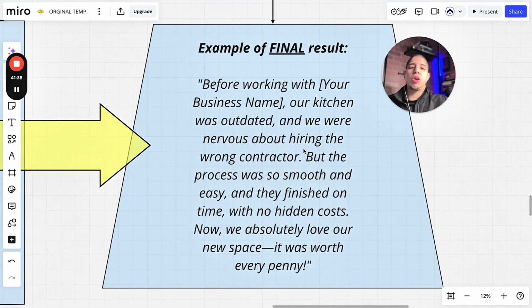Before working with Crown Contractors, our kitchen was outdated and we were nervous about hiring the wrong contractor. But the process was so smooth and easy, and they finished on time with no hidden costs. I want to reword that. We absolutely love our new space, and it was totally worth every penny. They even showed us what it would look like before, so we knew exactly what to expect.